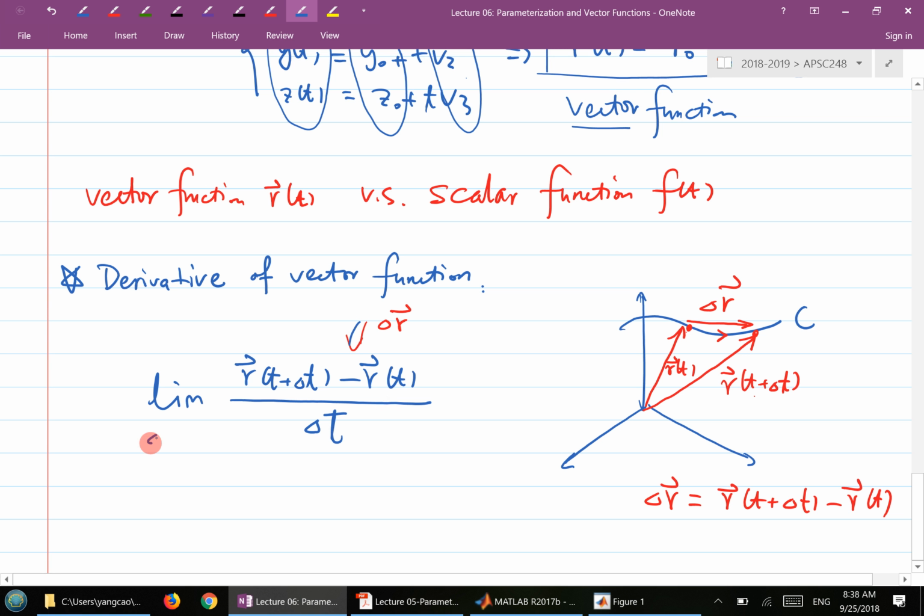And now the derivative means we let delta t go to 0, approach 0, take a limit. The result of this is a derivative. And then you can define the derivative now, just like a scalar function. So dr of t over dt, this vector here, that's the derivative.